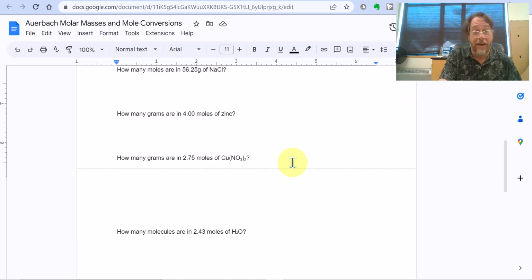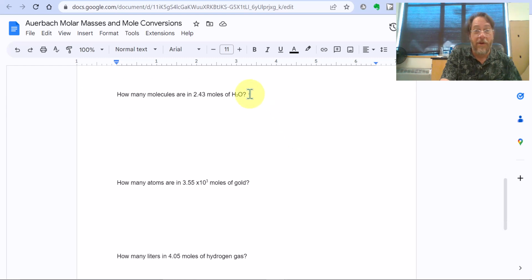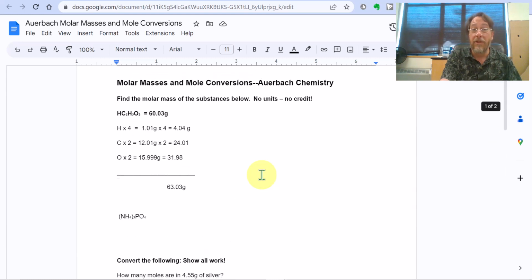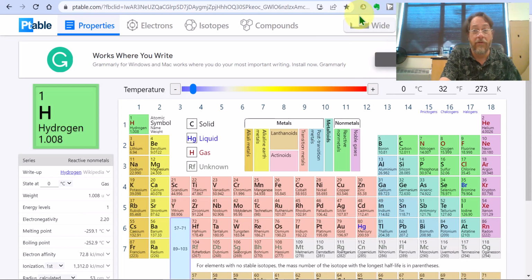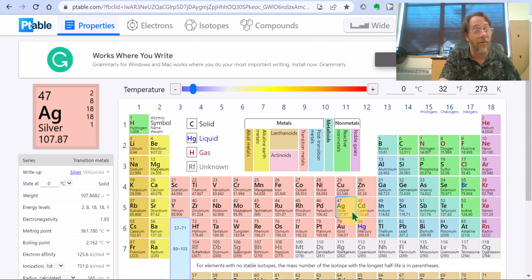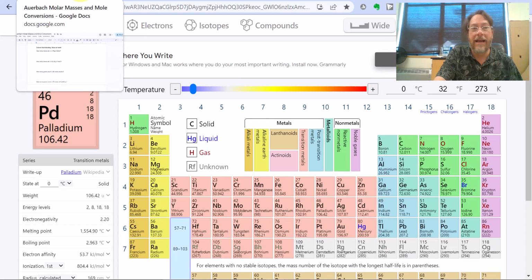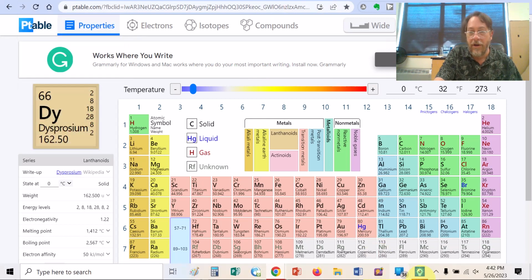Whereas if we're talking about how many molecules or how many atoms, then you're going to be looking to use Avogadro's number. We'll do one of those also, but let's look for silver right now because we need to know the molar mass, the mass of 1 mole of silver. And here it is. Silver is Ag for argentum. I don't know why. And it is 107.87 grams per mole.